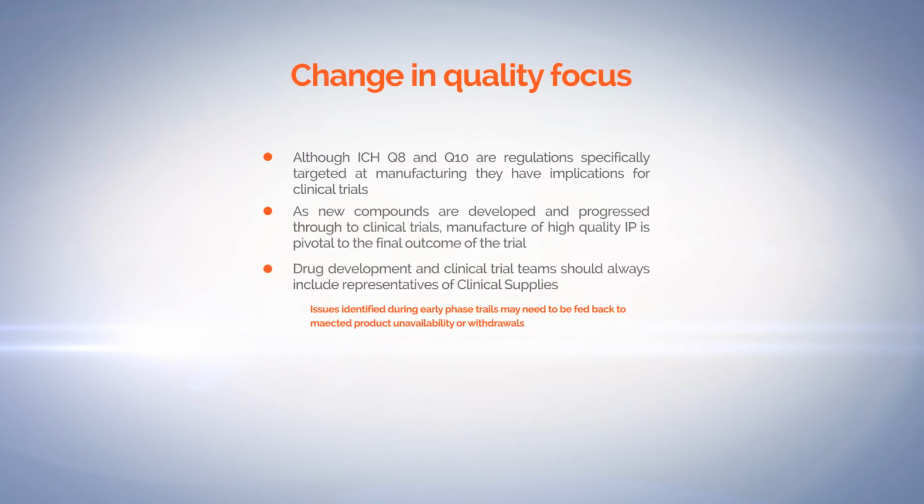Although ICH Q8 and Q10 are regulations specifically targeted at manufacturing, they've got implications for clinical trials, because obviously, as I've said, when new compounds are developed, they go through clinical trials before finally being marketed, and the quality of the investigational product is pivotal to the final outcome of the trial. If you don't have a good quality investigational product and you aren't sure that all the medications you're delivering to your subjects in the trial are of consistent quality and consistent content, then of course your clinical trial data is going to be suspect.